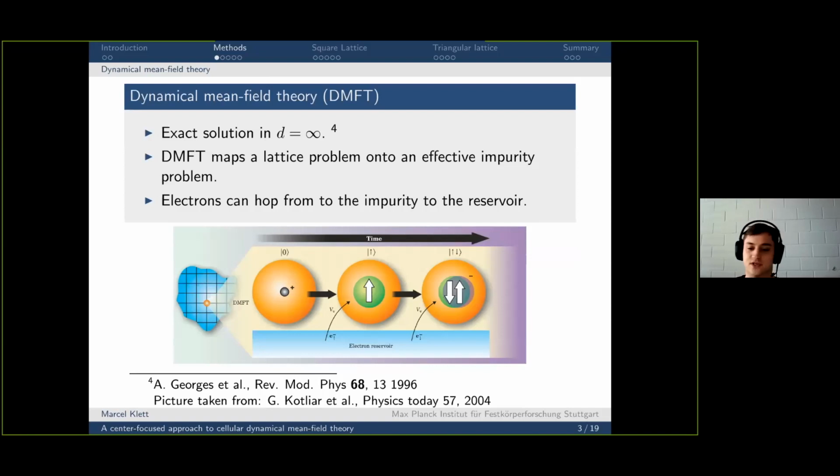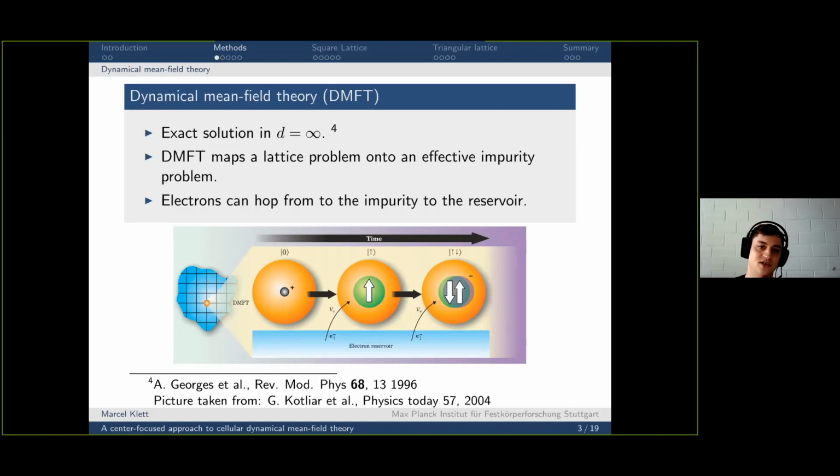And if we think about a picture, what it means is we take out one lattice site of our lattice, define this as our impurity, and then we allow the impurity to exchange electrons with an electron reservoir, which is formed by all the surrounding lattice sites. And the dynamical part of this mean field theory comes into play since we allow this impurity in time to exchange electrons with the reservoir and vice versa.